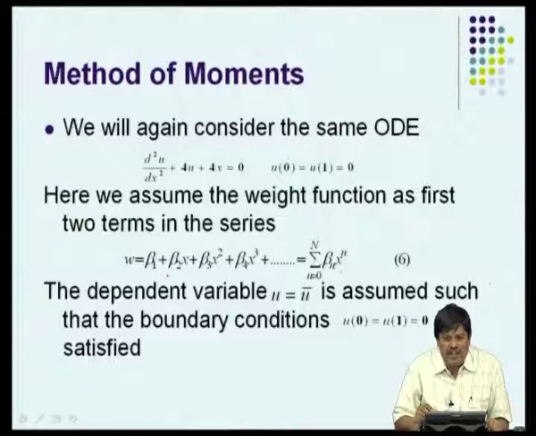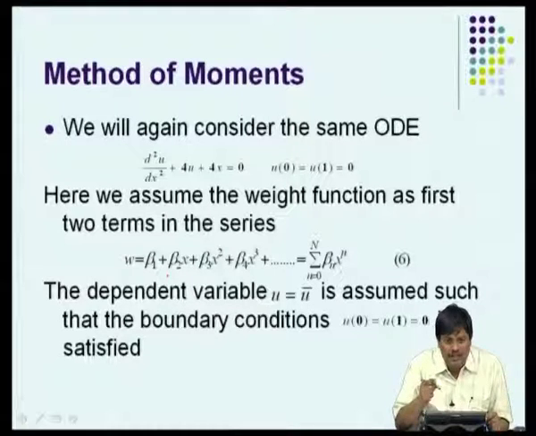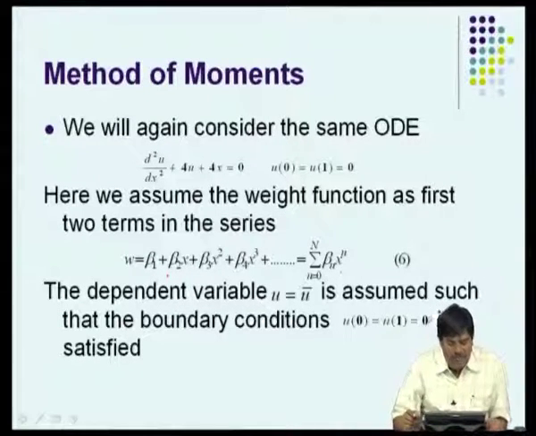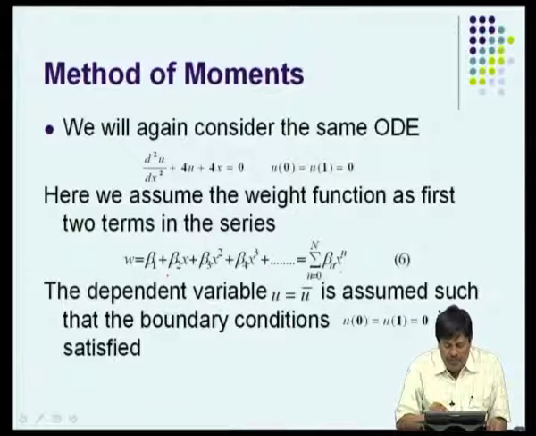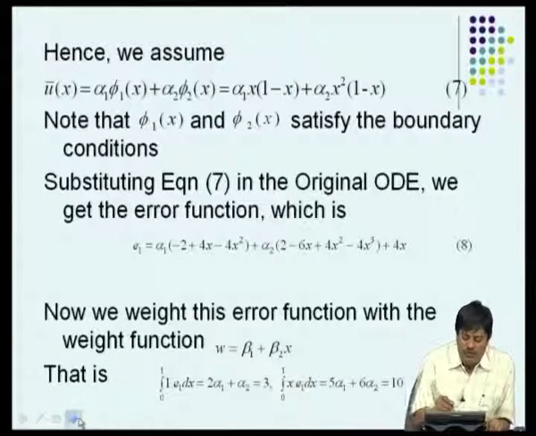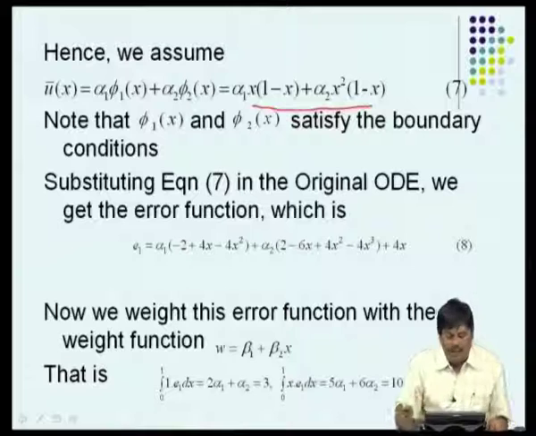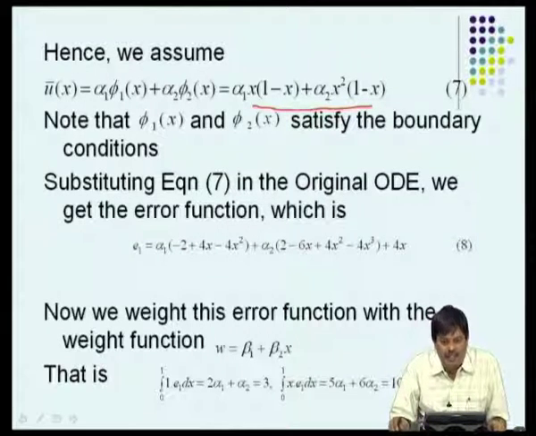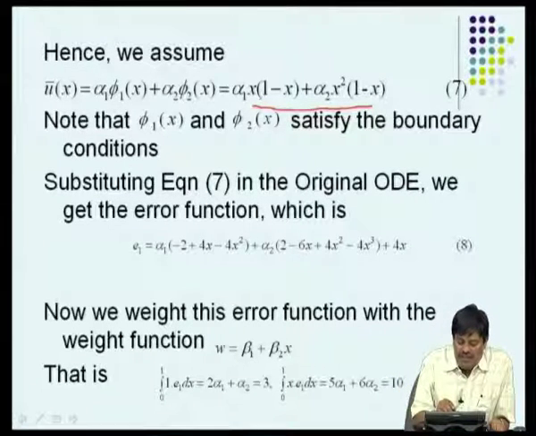that is, beta_n into x to the power of n, and the number n we choose depends upon how many unknowns we choose for the dependent variable u. So, we assume the dependent variable u bar in such a way that the boundary conditions are satisfied exactly. So, we use some functions of this form where alpha 1 and alpha 2 are the unknowns that need to be determined from the weighted residual technique, and we can see that x into (1 minus x) is the first function, which goes to 0 both at x equal to 0 and x equal to 1.